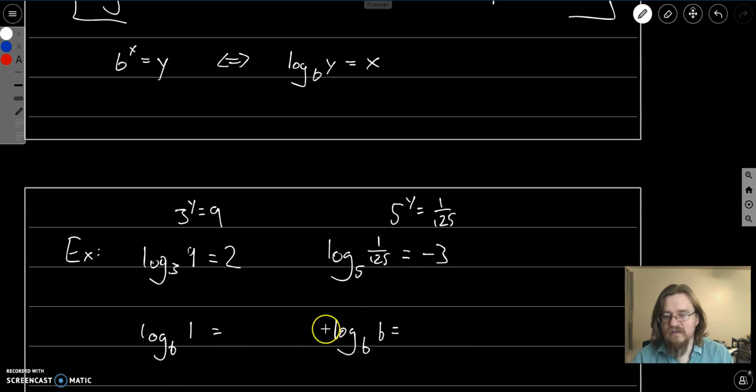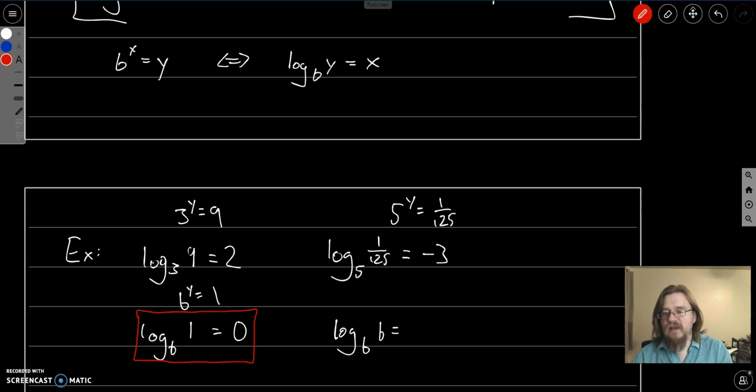One thing to keep in mind, there's a couple of nice facts here. Log base b of 1. If we think about this, log base b of 1 is equal to y. This is saying that b to the yth power is equal to 1. And luckily, there's a number that satisfies this. Anything to the 0 power is always 1. So this is a good fact to keep in the back of your mind. Log base anything of 1 is always 0.